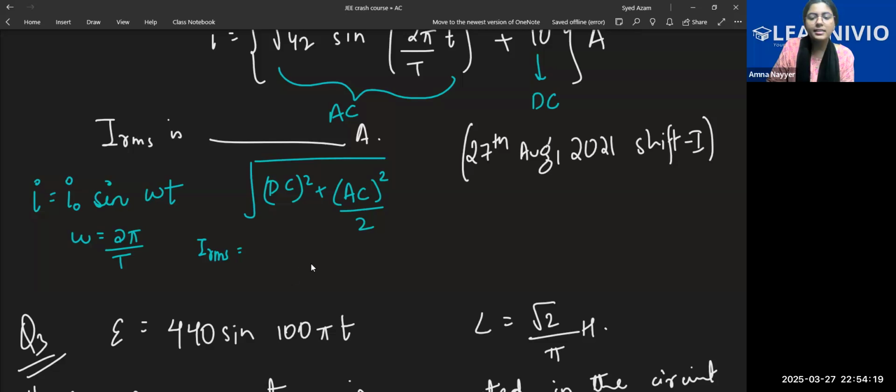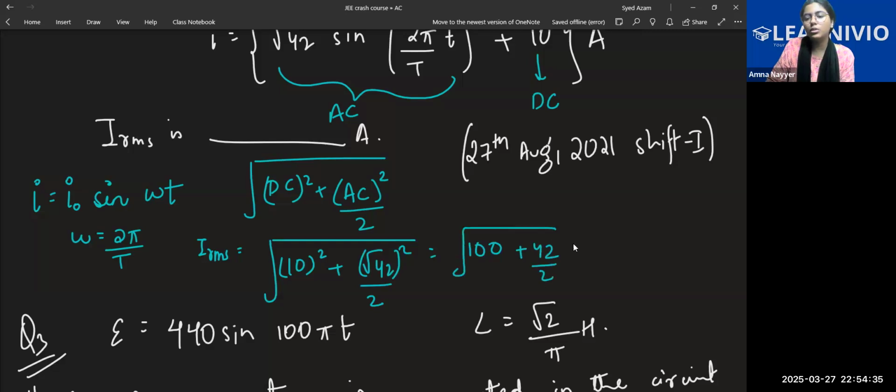So DC is 10. This becomes 10 square. AC's peak value is root 42. So it will become root 42 whole square divided by 2. So that is under root 100 plus 42 divided by 2. 42 by 2 is 21, so this becomes under root 121, that is 11 amperes. Got it? How to solve DC plus AC? Write this. See some more questions.